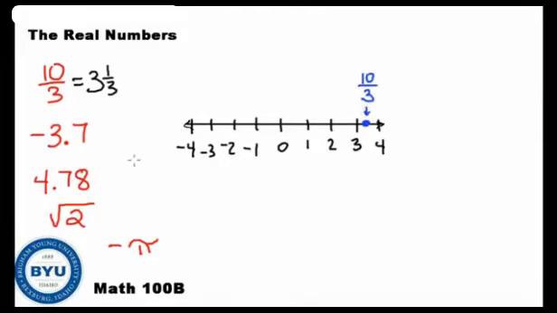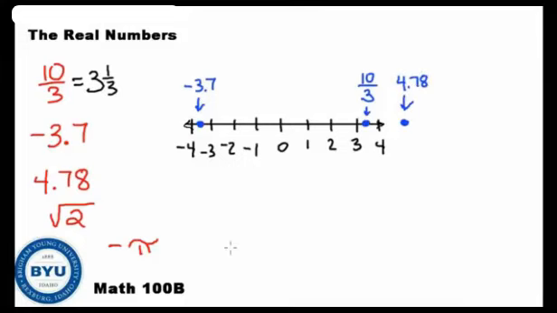Okay, -3.7, that would be between -3 and -4. And so we'd go ahead and graph that. I'd put it closer to 4, just because it is closer to 4 than to 3. 4.78, that's kind of off our graph here. We could write it in there.